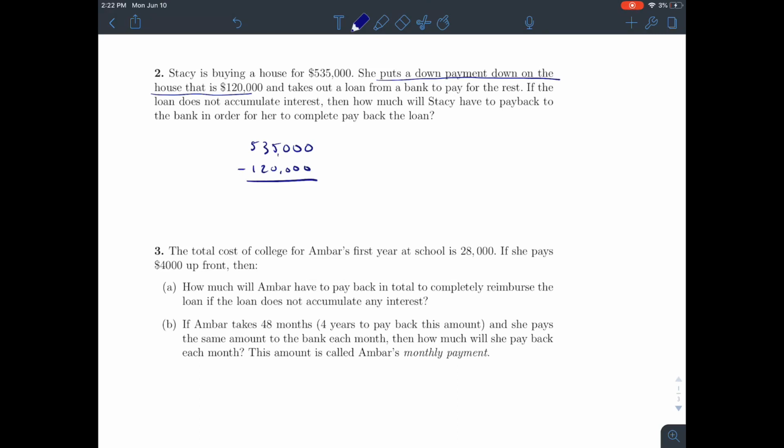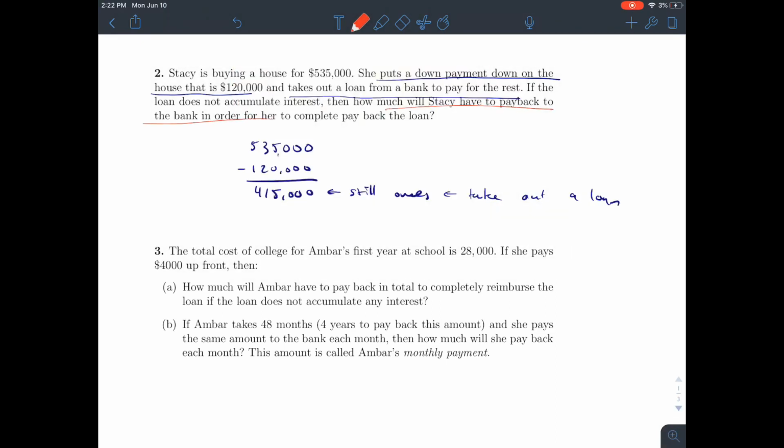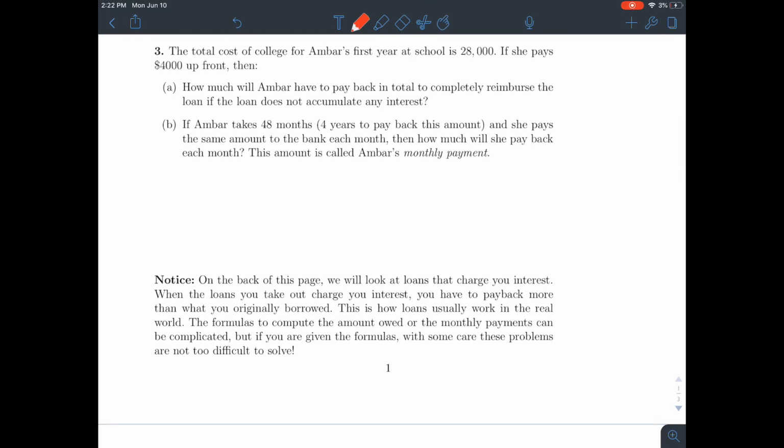So since she pays this immediately, she'll have $415,000 she still owes. And to pay that, it looks like she's going to take out a loan from the bank to pay the rest. So she'll take out a loan for this amount. In order to completely pay back her loan, Stacy will have to pay back the whole $415,000 that she took out. All right.